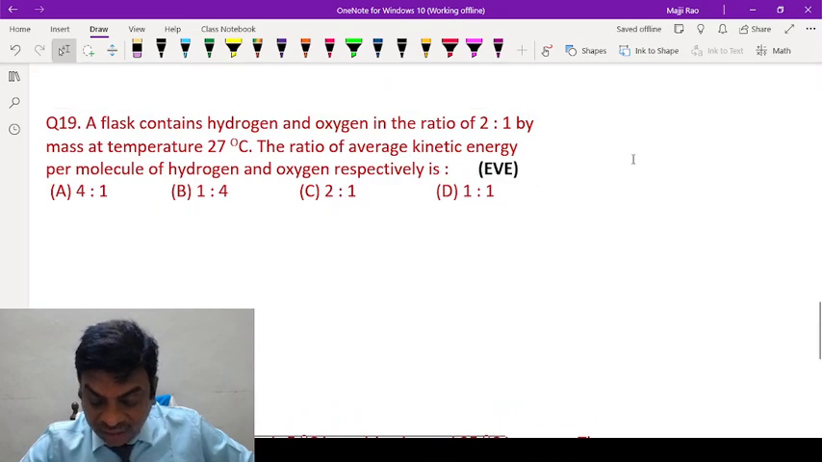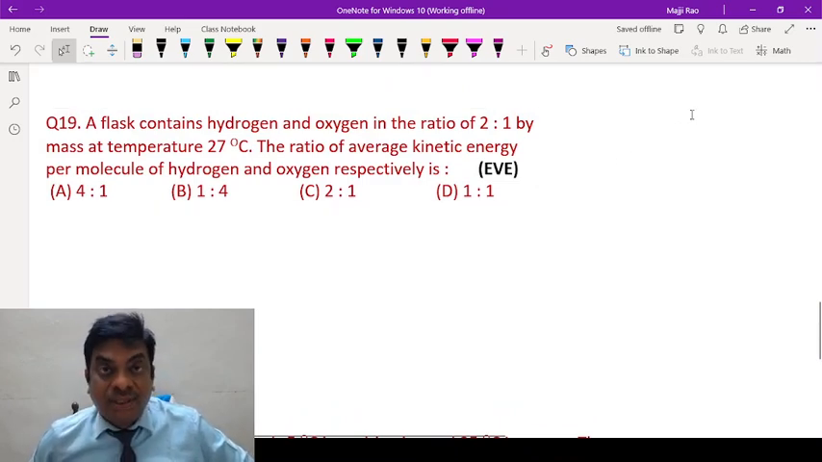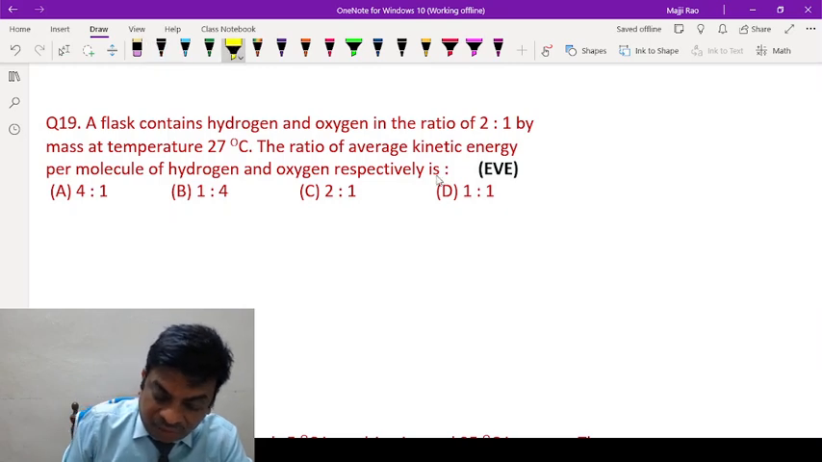A flask contains hydrogen and oxygen in the ratio 2 is to 1 by mass at temperature 27 degrees Celsius. The ratio of average kinetic energy per molecule. We have to find the average kinetic energy per molecule of hydrogen and oxygen.